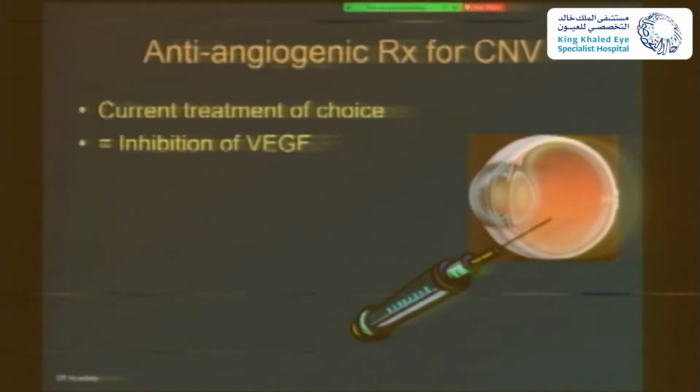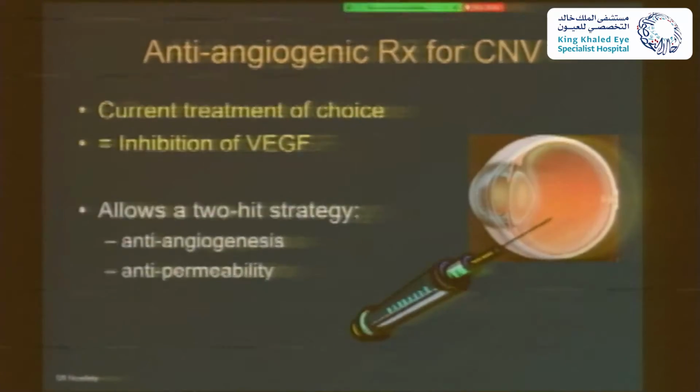This is the current treatment of choice, and it means to inhibit VEGF. As we said earlier, CNVs grow because of a balance between VEGF, which is an angiogenic factor, and the anti-angiogenic factor. So if we inhibit the VEGF, we cause involution of the CNV. The anti-VEGF work by two mechanisms. They first cause the vessels to involute, but they also decrease the permeability, so it helps in reabsorbing the fluid.